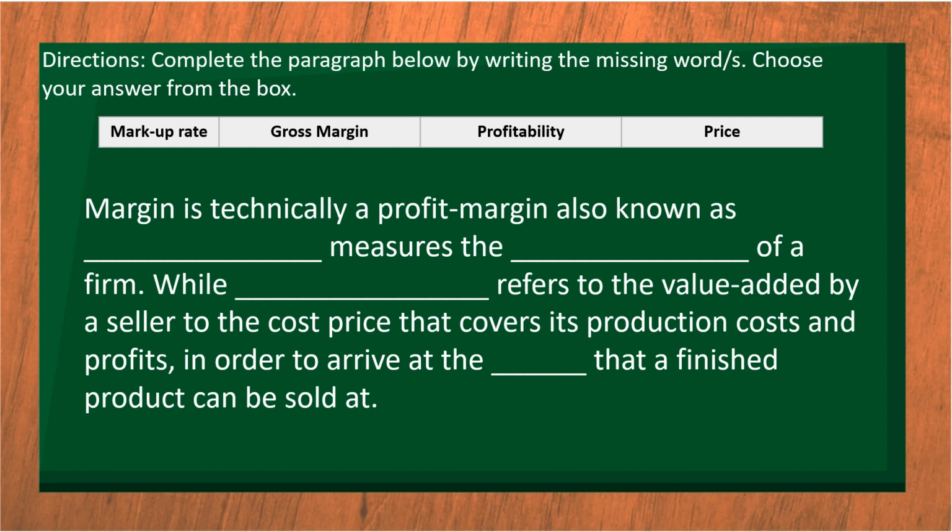Margin is technically a profit margin, also known as blank, measures the blank of a firm, while blank refers to the value added by a seller to the cost price that covers its production cost and profits in order to arrive at the blank that a finished product can be sold at.